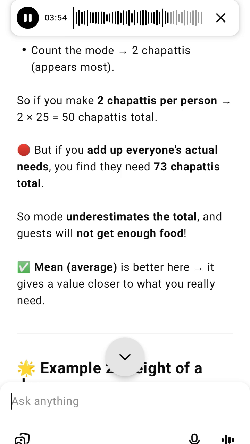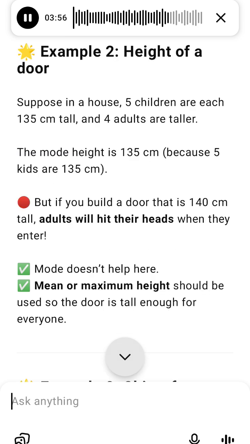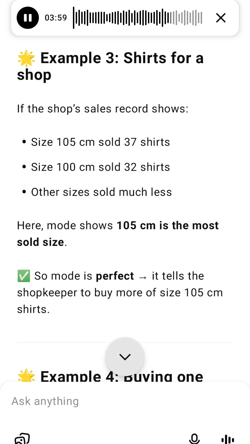Mean is better. Example, height of a door. Mode may match short kids, but ignores taller people. Maximum height or mean is better.